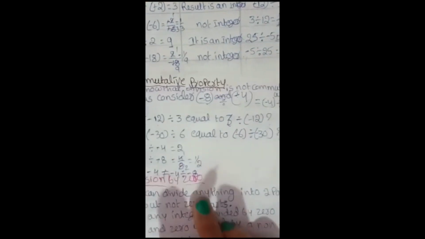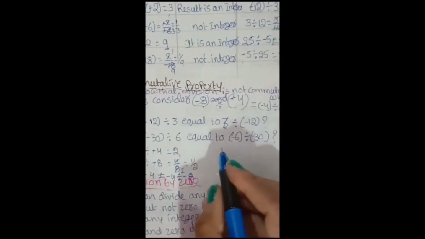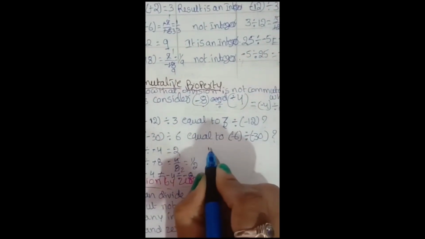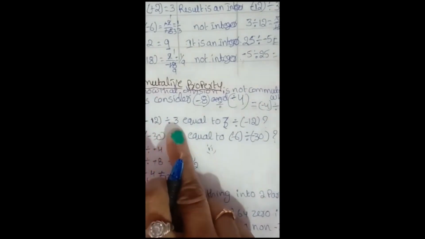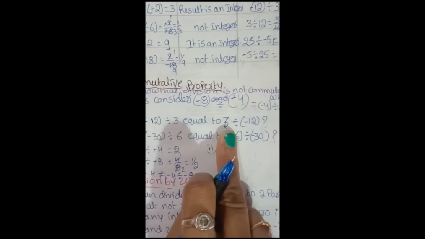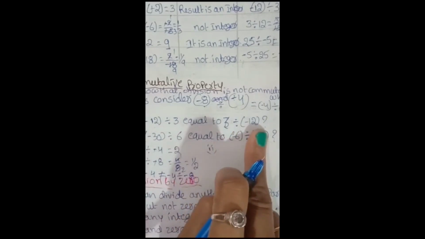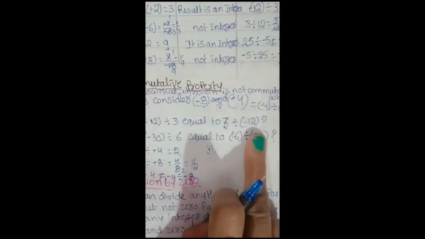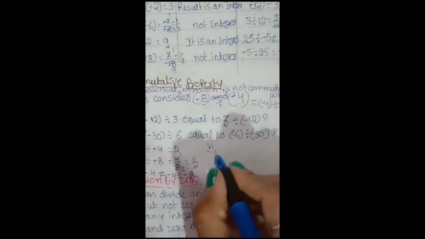Are you okay, Gagan? Are both equal or not? Not equal. One is 2 and the other is 1 by 2, so both are not equal. Now the second example: minus 12 divided by 3 equal to 3 divided by minus 12. Are both equal or not equal? Check it.